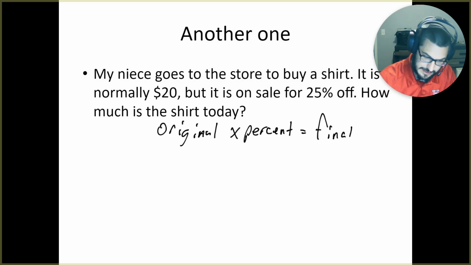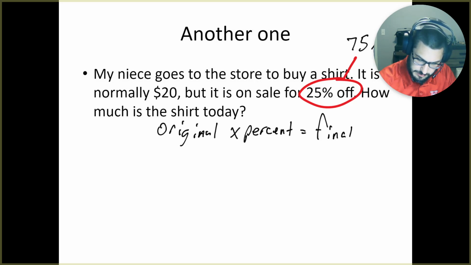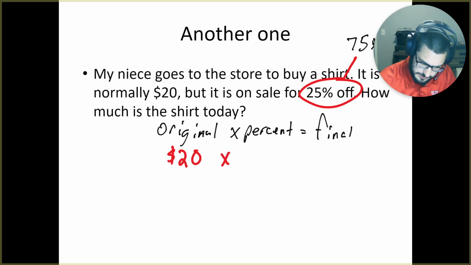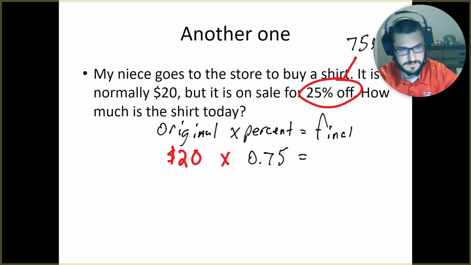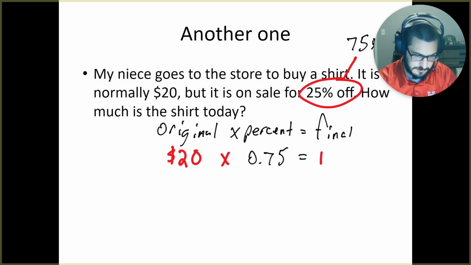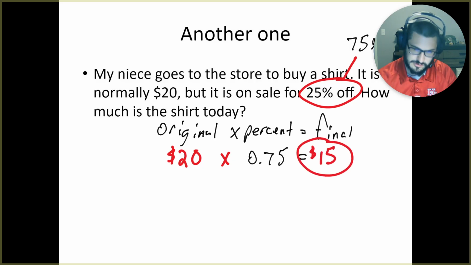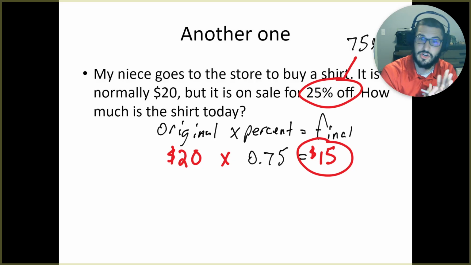So if I have 25% off, then that means that it is 75% left. Okay, so then the original was $20 times 75%, which is 0.75, equals $15. That would be my answer for the cost of that shirt.